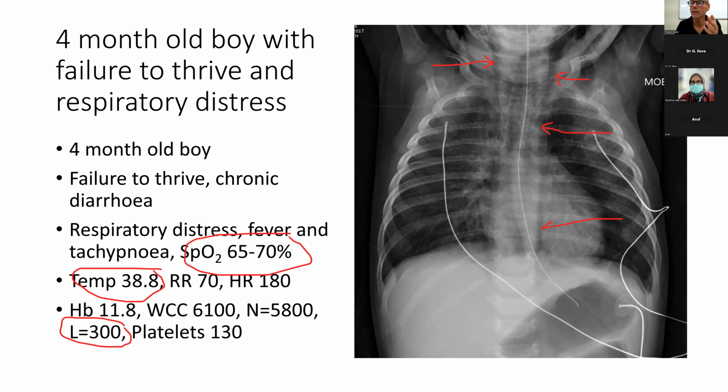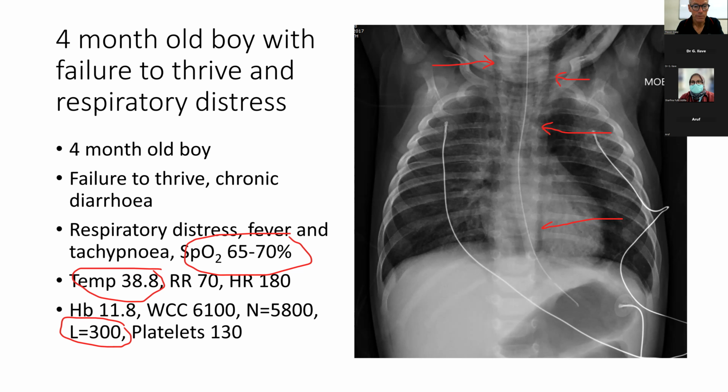What would you be worried about? Yeah, immunosuppression. And if the child had immunosuppression, what might be the condition that causes a pneumomediastinum? PJP. Yes, that's right. Pneumocystis pneumonia. So this was a child who had pneumocystis pneumonia. A child with failure to thrive, chronic diarrhea, lymphopenia, and this is pneumocystis pneumonia with air leak.